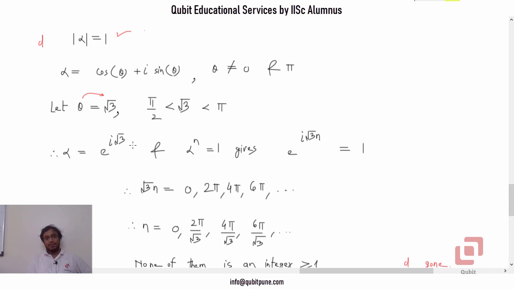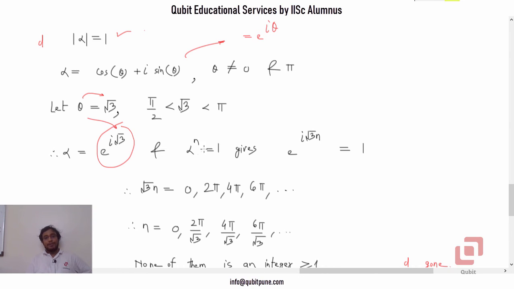So alpha is e raised to i root 3, and alpha raised to n equal to 1 gives me, okay, so I've used Euler's formula here. Cos theta plus i sin theta is equal to e to the power i theta. So I've used that here, with theta being root 3.